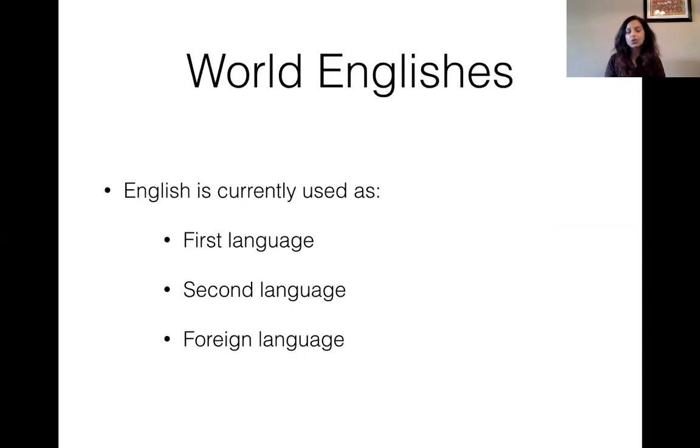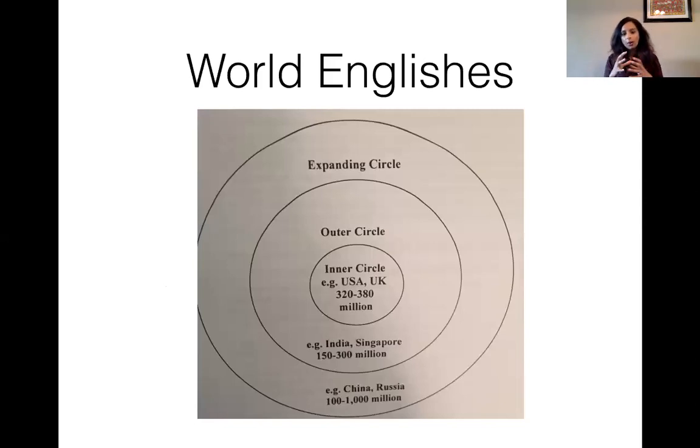So, all right. When we talk about world Englishes, you can talk about three different ways in which English is currently being used in the world: as a first language, as a second language, and as a foreign language. So we talk about certain circles of world English. You can talk about the inner circle. These are countries that predominantly speak English and have English as a first language, like the USA and UK.